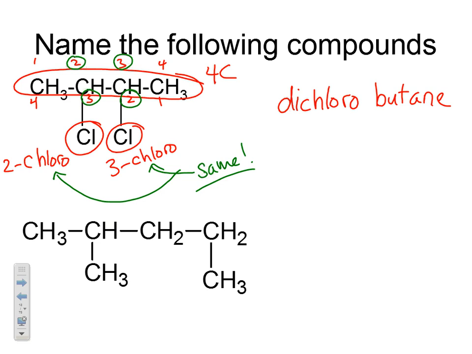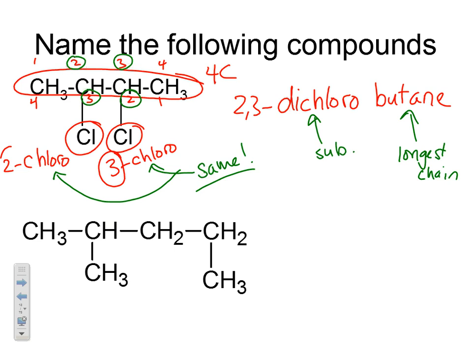And I have to say where they are, so I have to keep these numbers, the 2 and the 3. So this is going to be 2,3-dichlorobutane, and that's the name of the compound. Again, we have our longest chain. We have the substituent, the name of the substituent, and we have the location of the substituent. So that's how you name a carbon compound, an alkane. And one more. So this one on the bottom here, which is the first one in your notes.